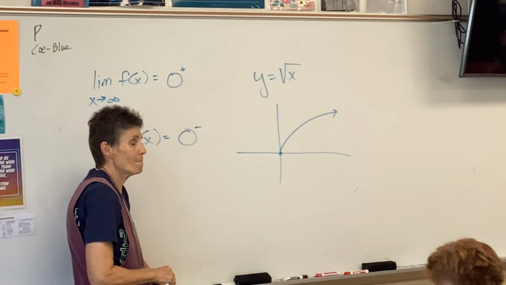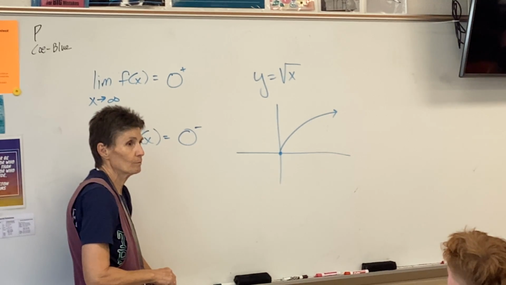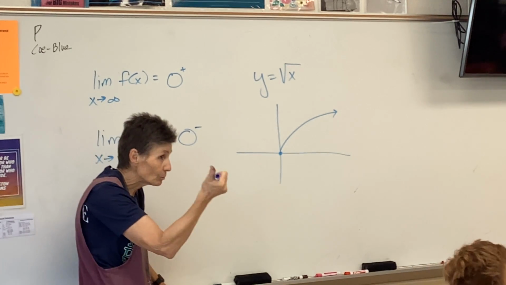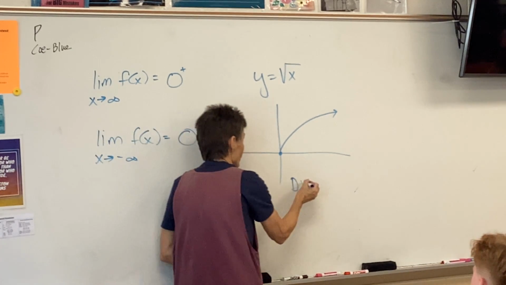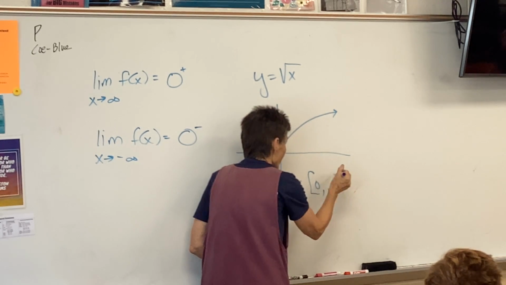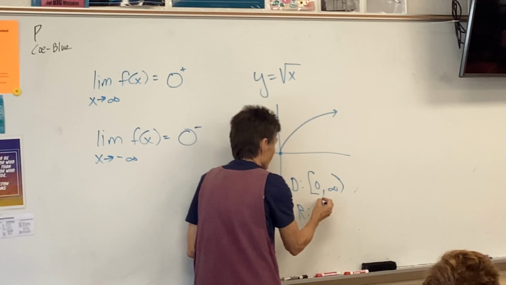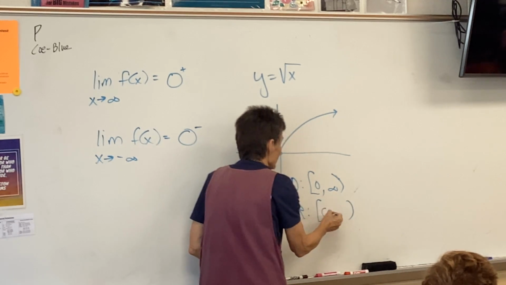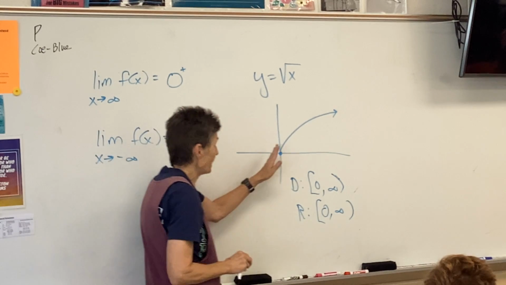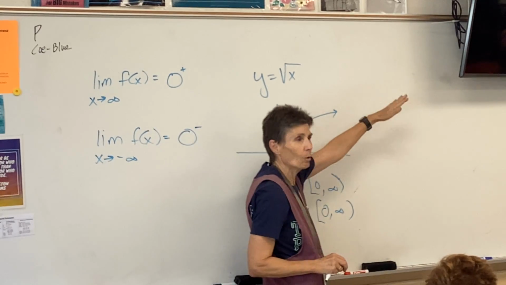What's the domain of the square root function? 0 to infinity. So the domain is 0 to infinity. What about the range? 0 to infinity. This is leveling off, but it continues to go up. It goes up forever.